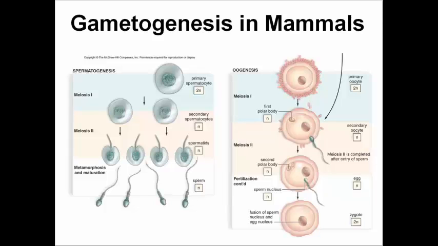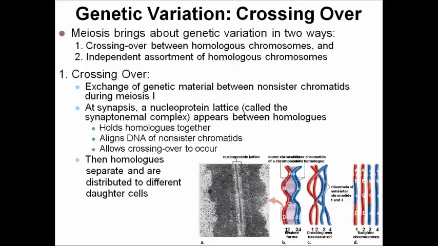In sperm, we end up with 4 viable cells, but in eggs, the production of eggs, oogenesis, we only end up with 1 egg that's actually going to be fertilized. So we go through 4 divisions, but we have 1 viable cell. Now, most excitingly in all this discussion is the discussion we get to now of crossing over and independent assortment.